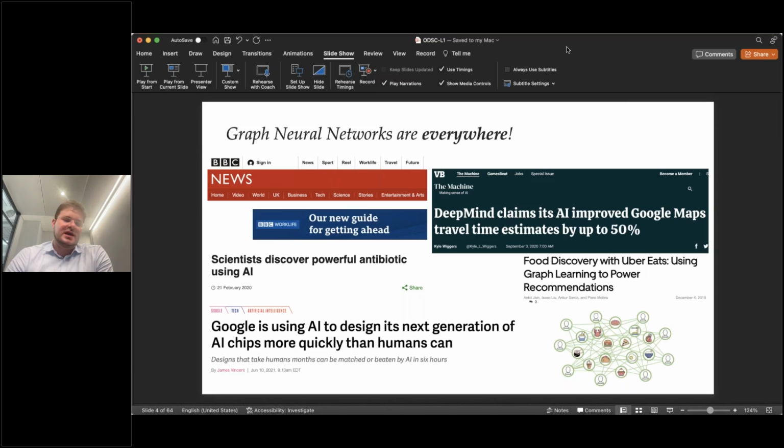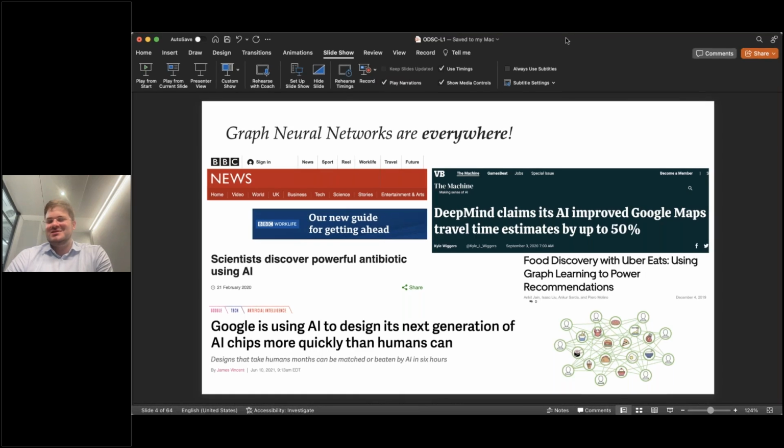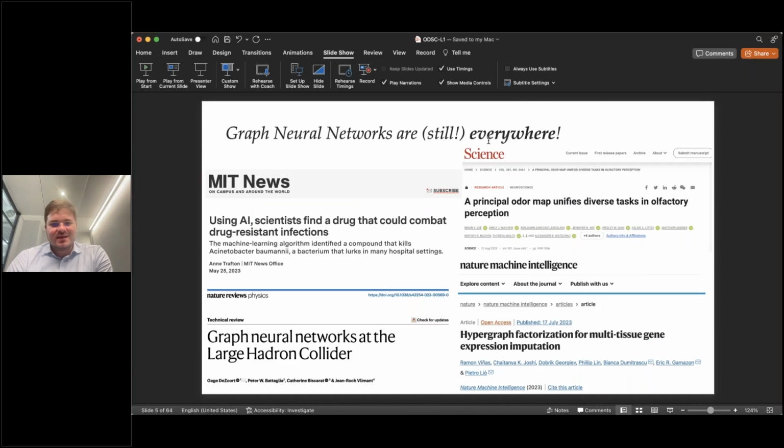And as another interesting example, Google AI has recently used these graph neural networks to help design its latest generation of artificial intelligence chips, the TPU v5. Which I think is a really nice circular argument where AI powered by graph neural networks designs the next generation of hardware used to train the next generation of AI systems. And while you might claim that some of these references are potentially outdated, here is just a quick set of references showing that graph neural networks are very much still everywhere. All of these references are from the year 2023.